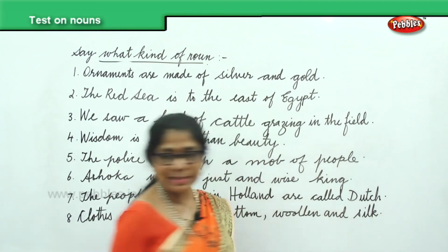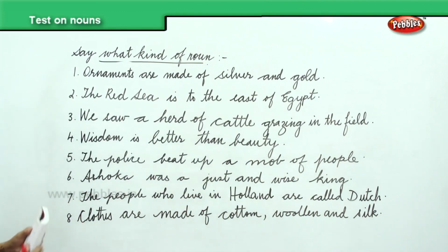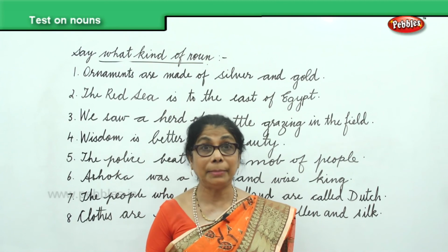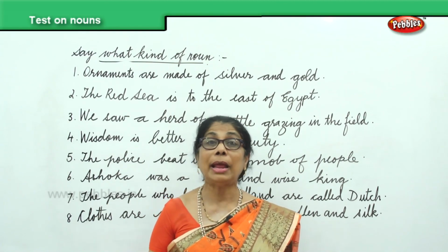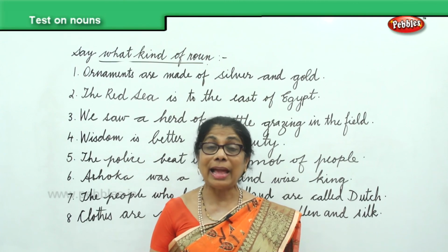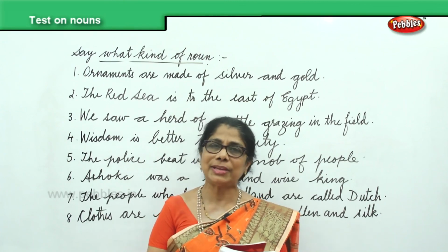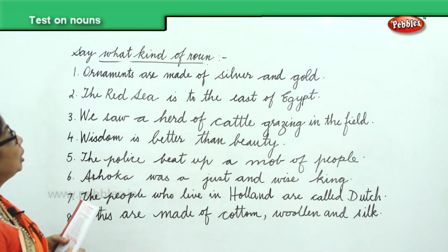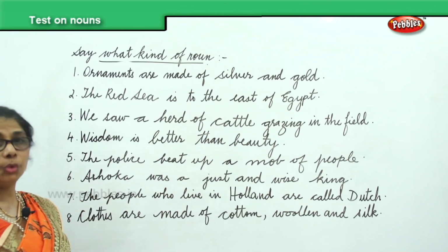Now let's look at all these sentences and learn for ourselves what kinds of nouns we have learned. We learned about common noun, proper noun, collective noun, material noun, and we also learned abstract noun. Let's take each sentence by itself and see for ourselves. Now, ornaments are made of silver and gold.